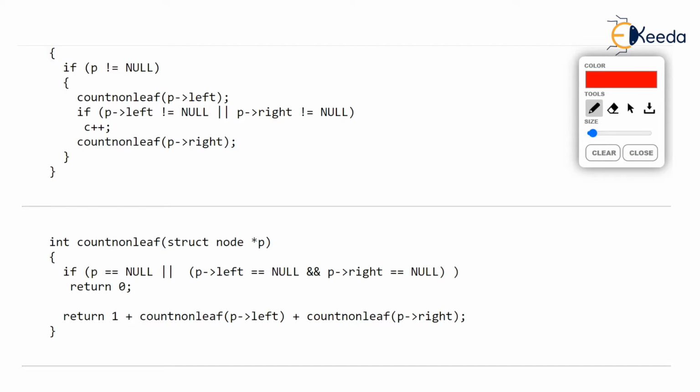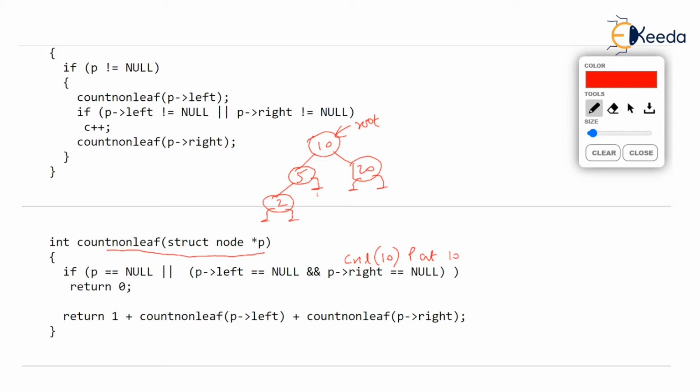Now let's run this very quickly on a very small tree like this. Suppose I have some values like this. Let's say these are the values, and root points at 10. So what would you do? You will start count non-leaf for 10, for the root node, isn't it so? Count non-leaf is called for the root node, so P will point at 10. So P points at 10.